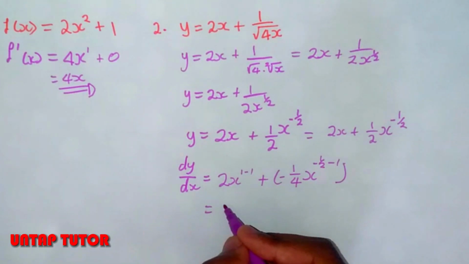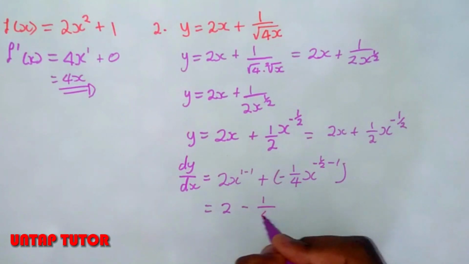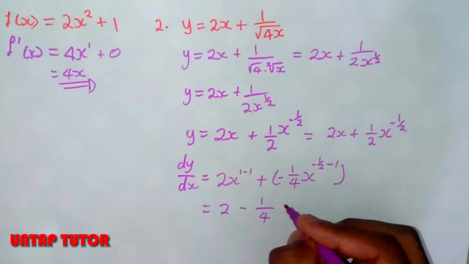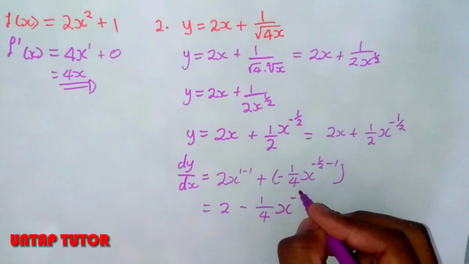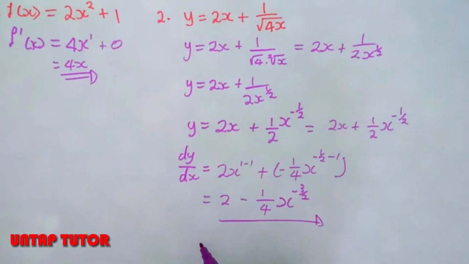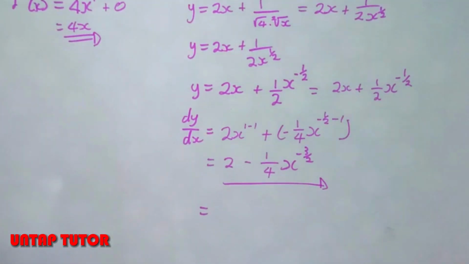So it's going to be 2 times 1, which is just 2, minus 1 over 4 into x to the power of minus half minus 1, which is x to the power of minus 3 over 2. And that is our final answer, which we can go ahead and simplify further. But at this point, we can go ahead and get our full marks.